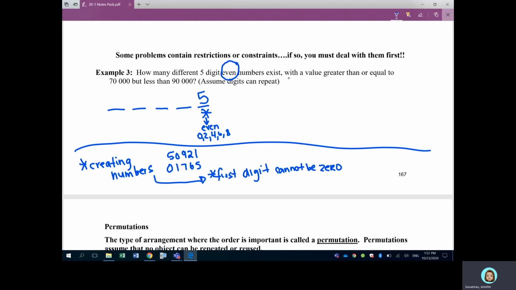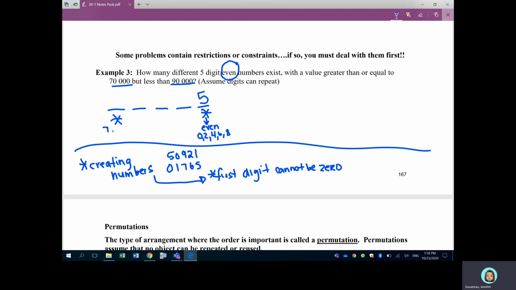Keep on reading, and it says that this 5-digit number has to have a value greater than or equal to 70,000 but less than 90,000. Now what that is showing is a restriction on the first blank. It has to be greater than or equal to 70,000, which means we can start our number with a 7.